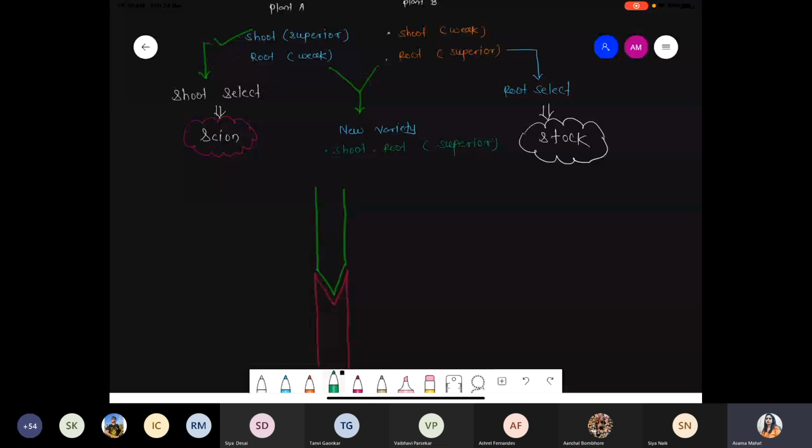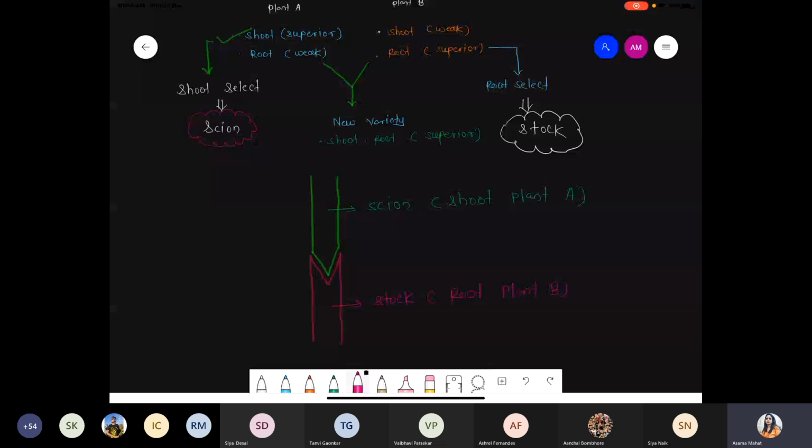So this green color, we are talking about the part of the shoot. That shoot part is called the shoot of plant A, which has the superior quality. The lower part is the stalk, nothing but the root part, and the superior root part comes from plant B. So now you have to create a V cut on both. On the scion we have to create a cut, as well as on the stalk.